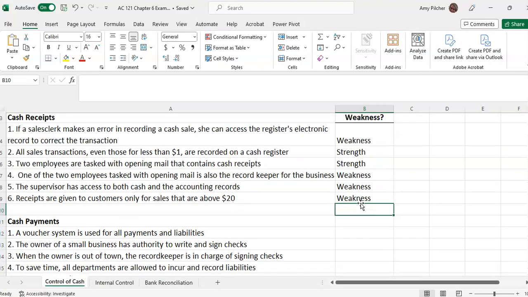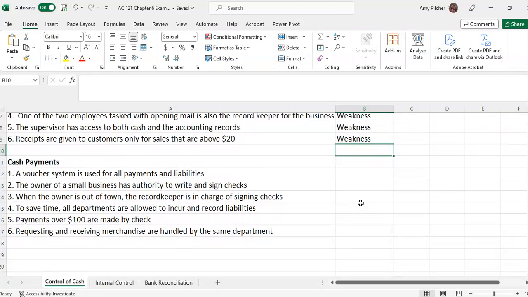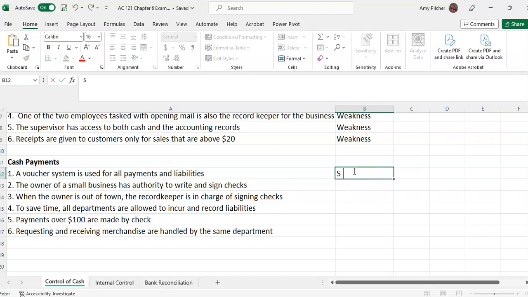Okay, so now let's look at these cash payments. One, a voucher system is used for all payments and liabilities. This is a strength. This was also one of the examples of an internal control strength that was given in the chapter. Okay. Two, the owner of a small business has authority to write and sign checks. Okay. So this is a strength.